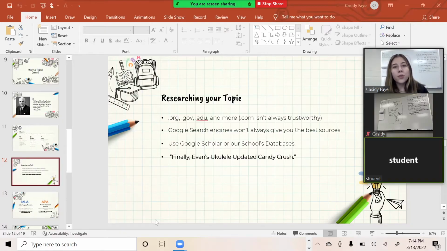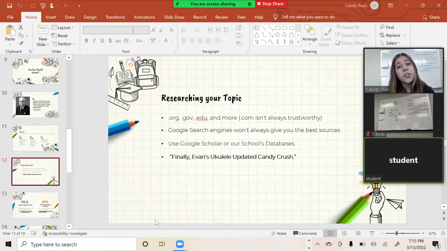So even though you can Google your sources for your assignment, I would also recommend using Google Scholar. If you just type Google Scholar into Google, it will send you there. Google Scholar narrows down more research articles and online books and such. It eliminates a lot of the .coms, a lot of the untrustworthy websites, and gives you more academic articles.